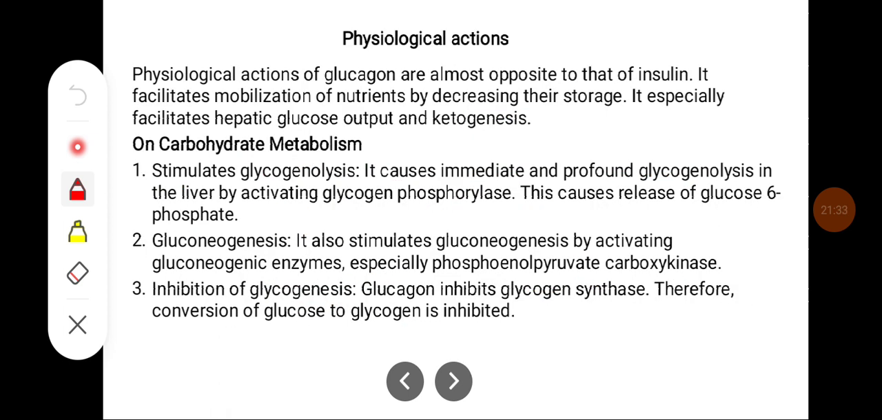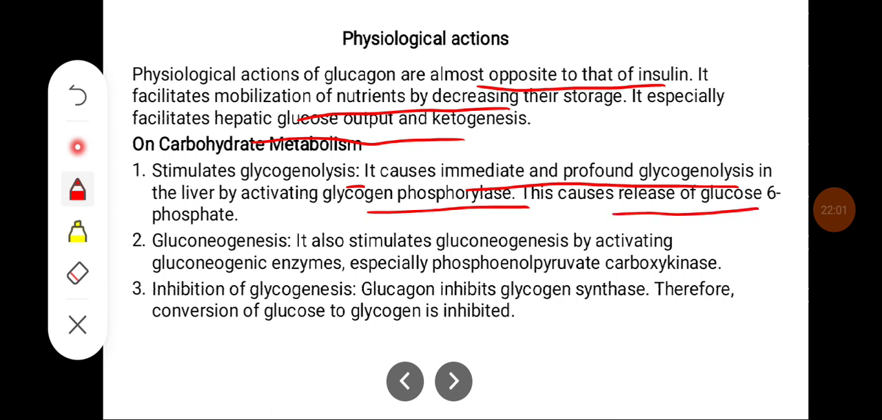Physiological actions of glucagon are almost opposite to that of insulin. It facilitates mobilization of nutrients by decreasing their storage. It specially facilitates hepatic glucose output and ketogenesis. On carbohydrate, it stimulates glycogenolysis. It causes immediate and profound glycogenolysis in the liver by activating glycogen phosphorylase. This causes release of glucose 6 phosphate.